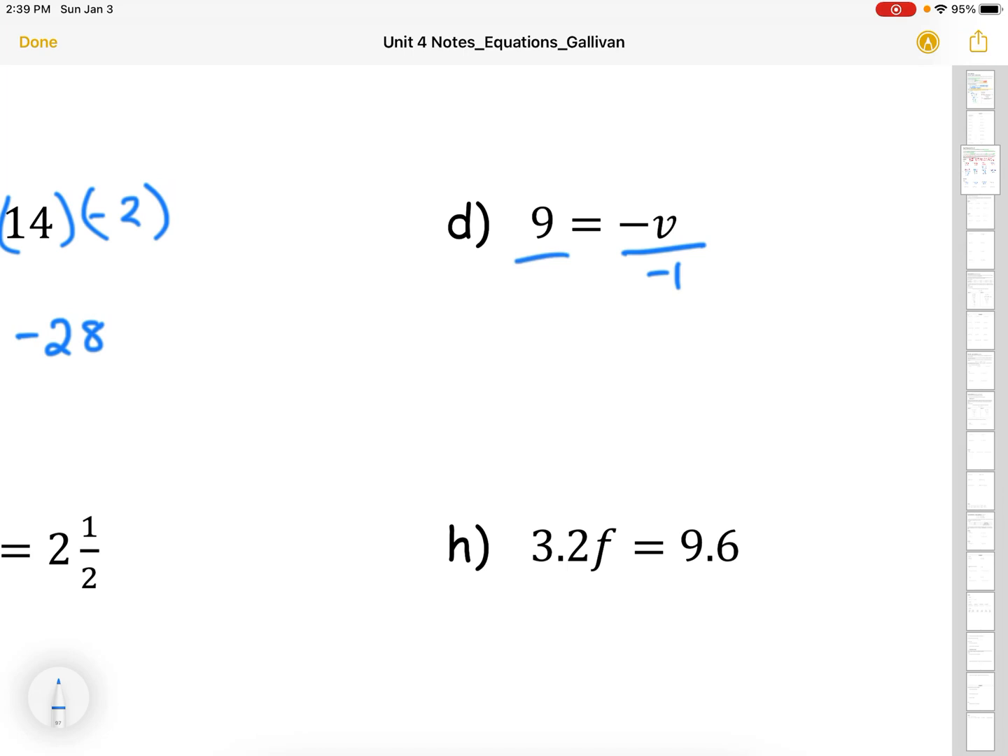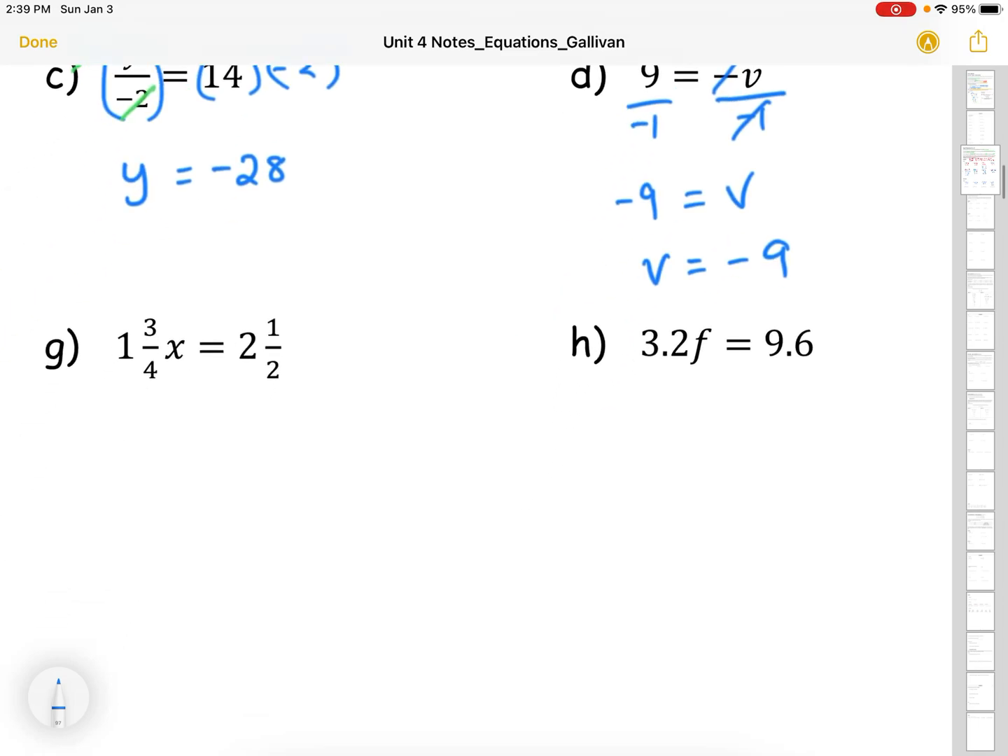You have to divide by -1. So the negatives cancel out on this side. So v equals -9. And again, if you want to change the sides just because our brains like to deal with it that way, you're welcome to do that.